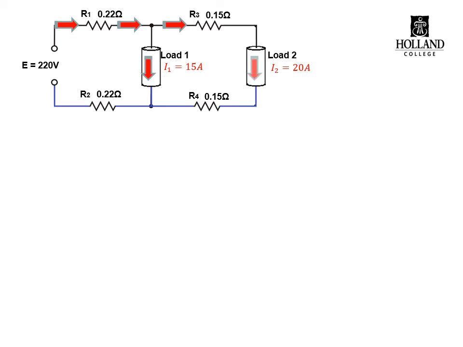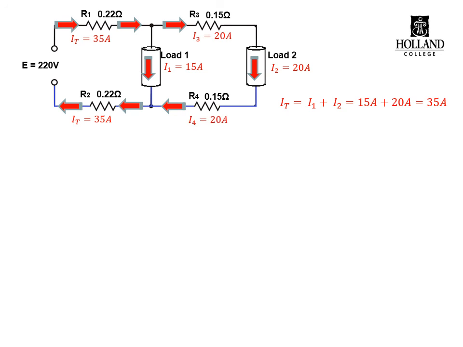Let's take a look at this second circuit. This time, load 1 is 15 amps and load 2 is 20 amps. Our feeder wires have changed, so their resistances have changed. And this time, let's hook it up to a 220 volt source. Applying Kirchhoff's current law, where load 1 is 15 amps and load 2 is 20 amps, we're going to have a total current of 35 amps. That means our source has to supply 35 amps, which means our first feeder wires of R1 and R2 have to support the entire load current.